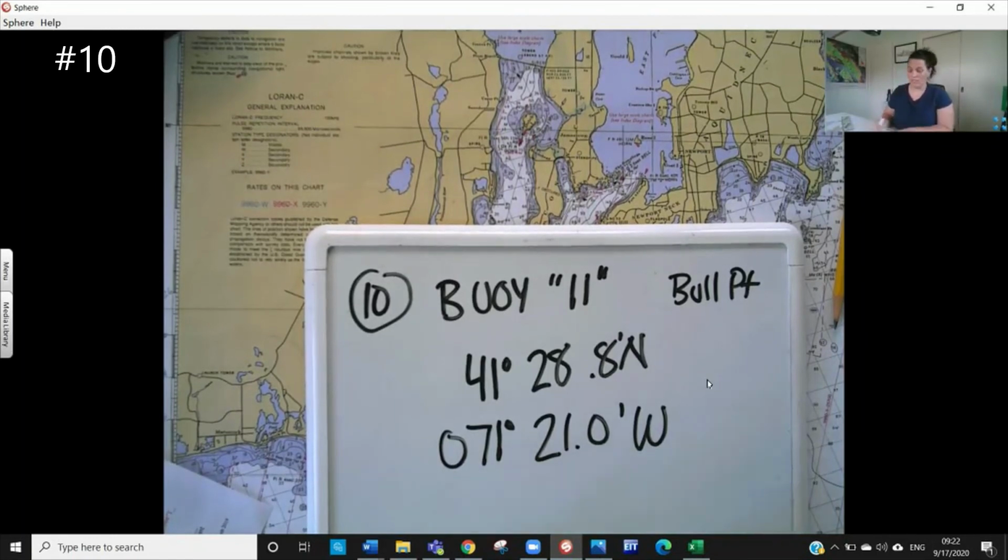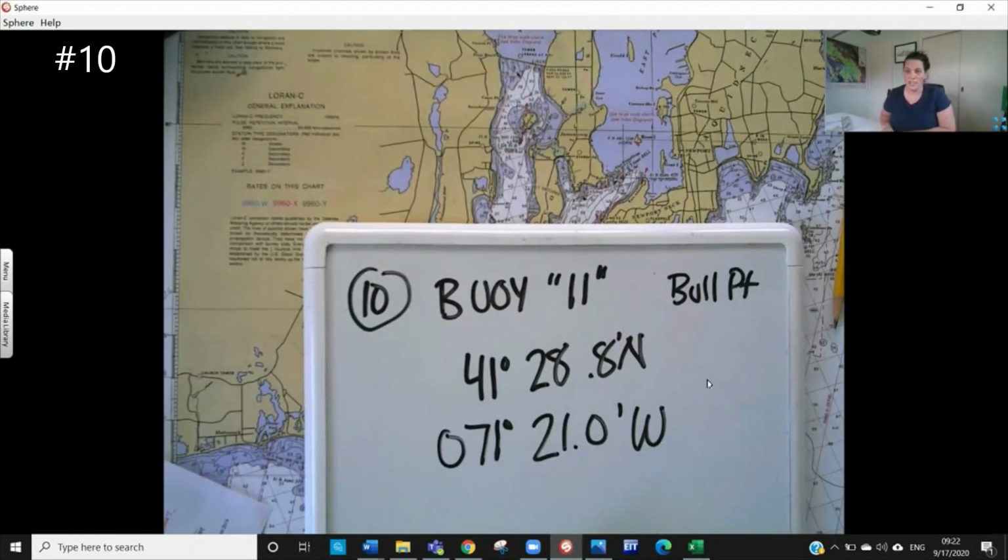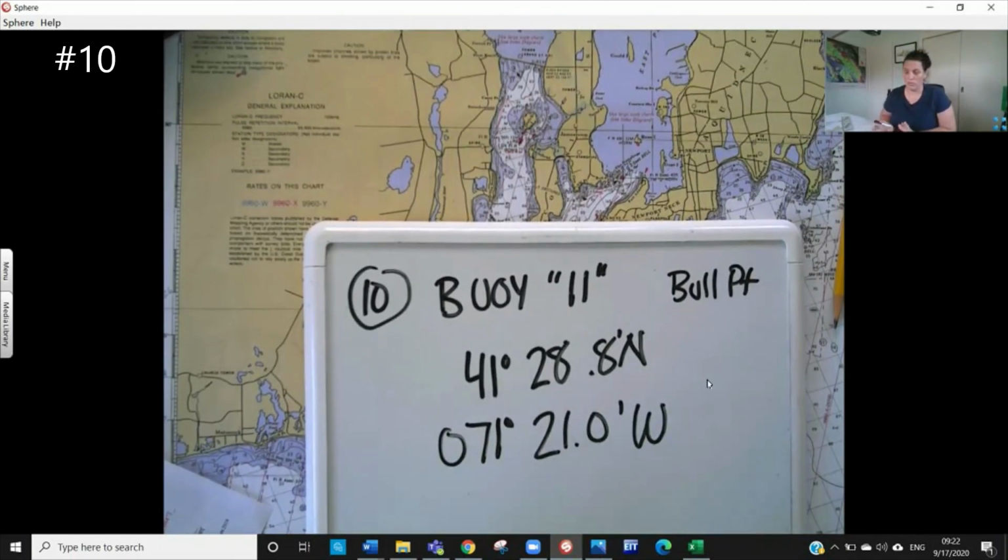As you can tell, some of my answers that I got were, give or take 2 or 3 degrees from the answer sheet. That's totally acceptable, totally fine. Just trying to hone in our skills here.